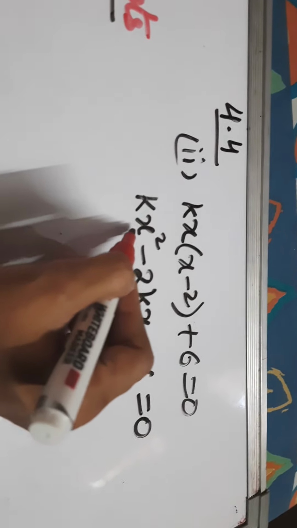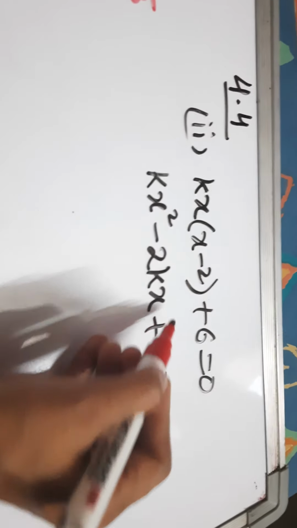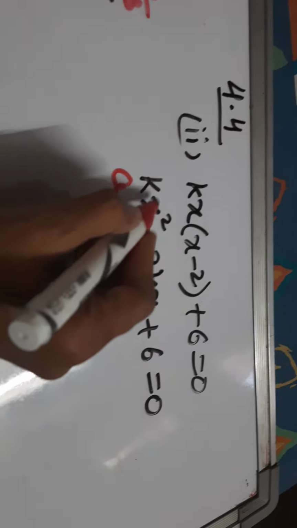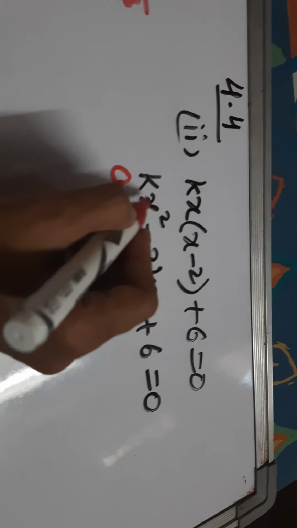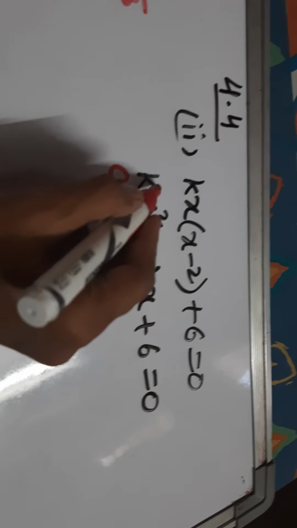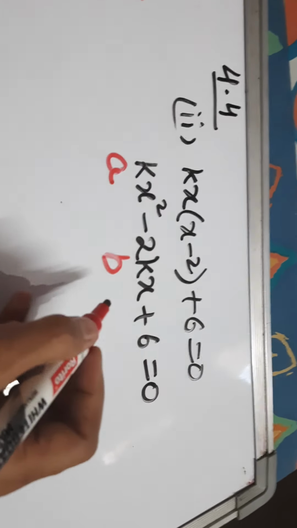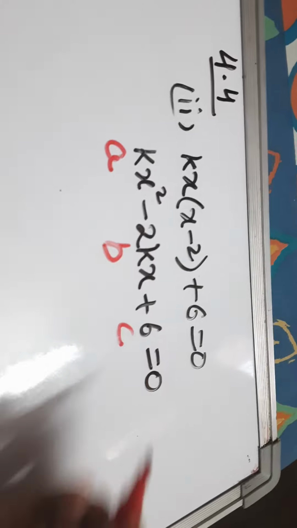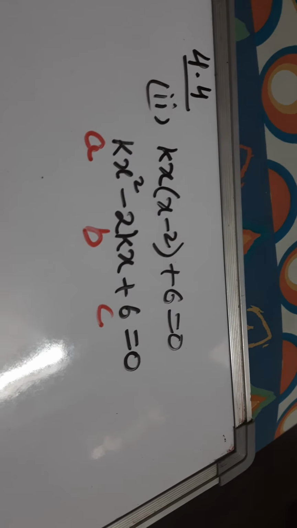First comes degree 2, x square, then x raised to power 1, then x raised to power 0. So what is a? The coefficient of x square is a, that is k. What is b? The coefficient of x, that is minus 2k. And what is c? The constant term.